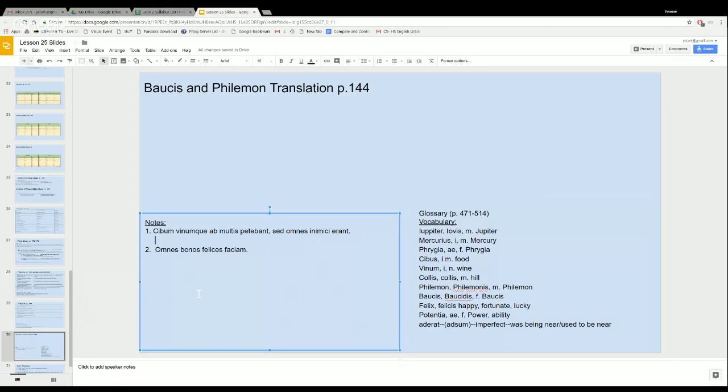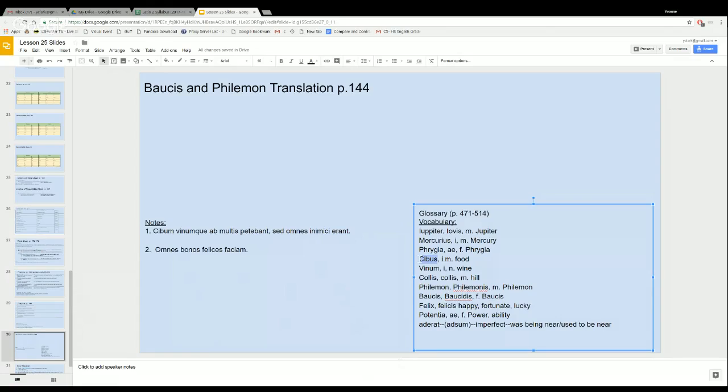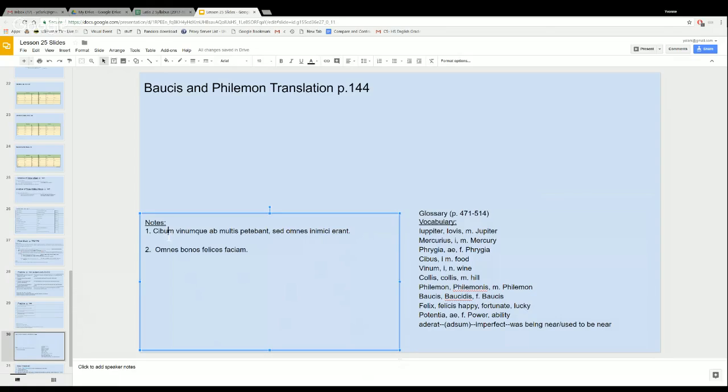Cibum. But if you look over here in the note, that would be cibus, masculine, food. Okay, so it can't be the subject. It's contained in the verb. Yes. So let's translate our verb. They.